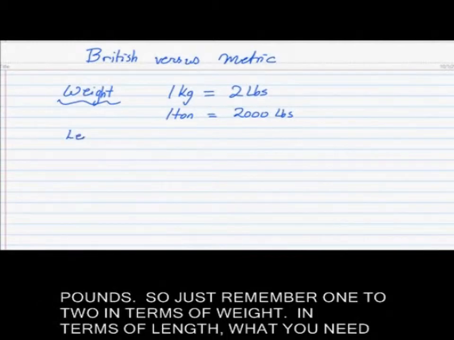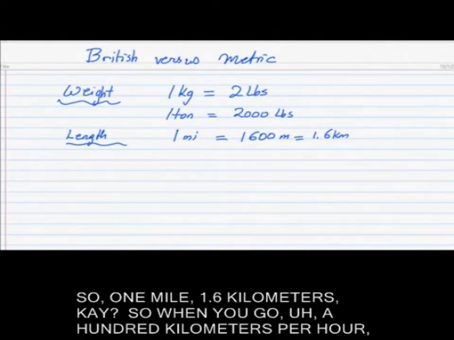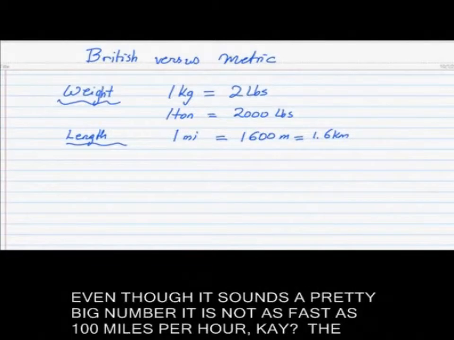In terms of length, what you need to remember is 1 mile is about 1,600 meters, which is about 1.6 kilometers. So 1 mile, 1.6 kilometers. Okay, so when you go 100 kilometers per hour, even though that sounds like a pretty big number, it is not as fast as 100 miles per hour. Okay?